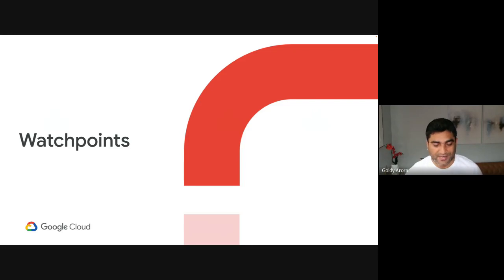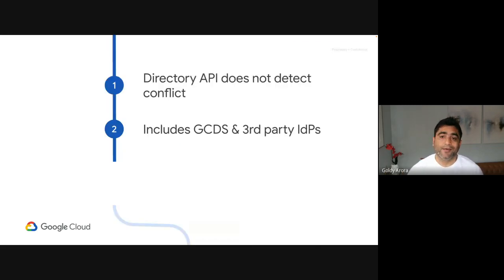Now, there are a few watch points which might be applicable, especially if you're a medium to large organization and are using things like Google Cloud Directory Sync, or maybe you're leveraging a third-party identity provider like Okta or Azure AD or Ping, etc. Most of these third-party IDPs, including the Google Cloud Directory Sync, are using the Directory API that we offer. And the Directory API does not yet detect whether the account that you're trying to create is a conflicting or consumer account or not. So let's say you signed up for Google Workspace and you have thousands of users.